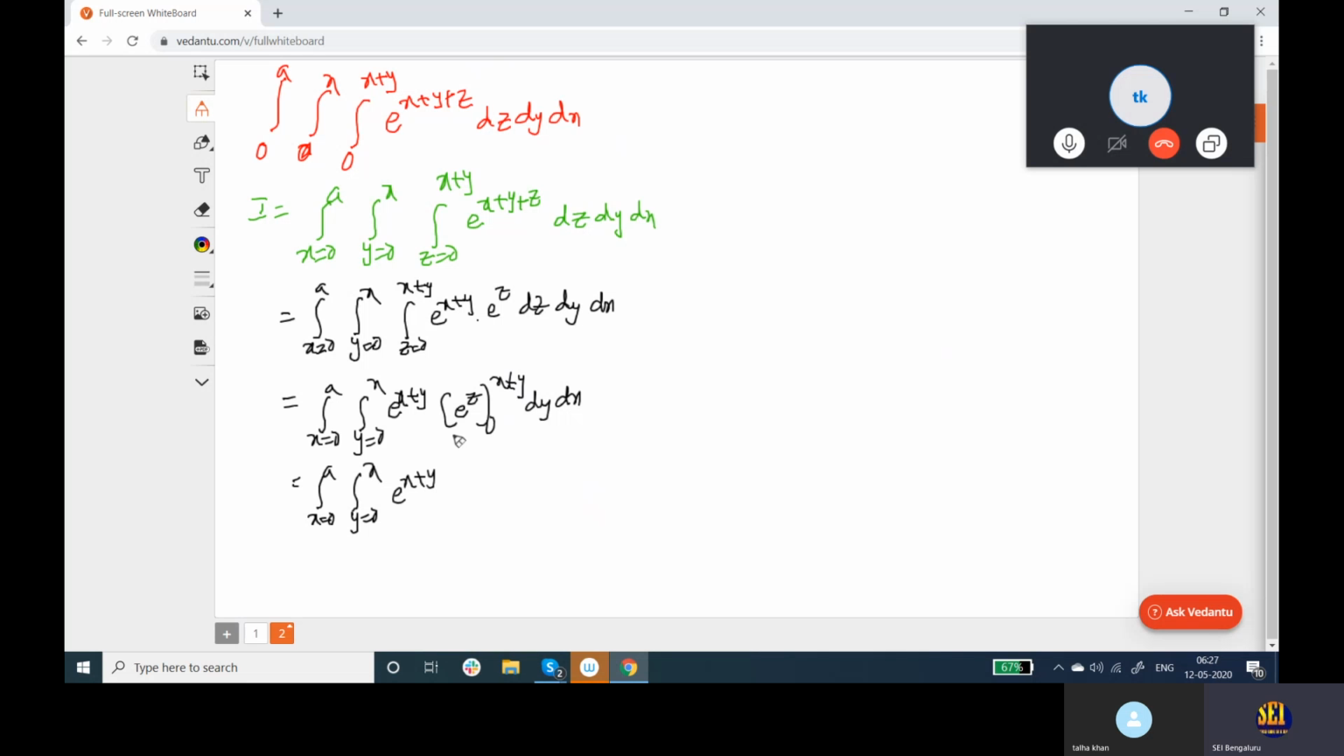e power x plus y. If you do this integration, e power x plus y minus y 1 into dy dx. Fine. Now, integral x is equal to 0 to a, integral y is equal to 0 to x. Now we can say e power 2x into e power 2y minus e power x into e power y half dy dx.